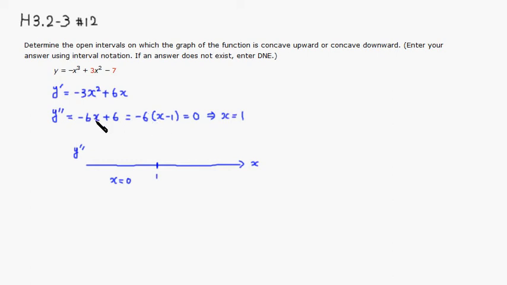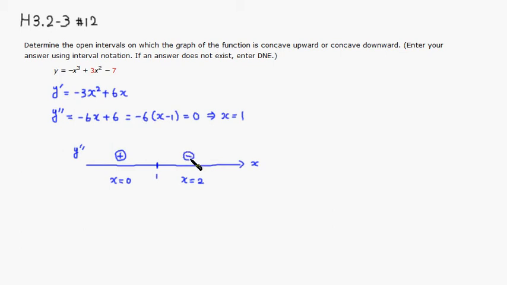If you put 0 for x, you get 6, which is positive, so you have a positive sign on this interval. For any number bigger than 1, I'll try x equals 2. If you plug in 2, 2 minus 1 is positive, and you have a negative 6, so it's going to be negative.